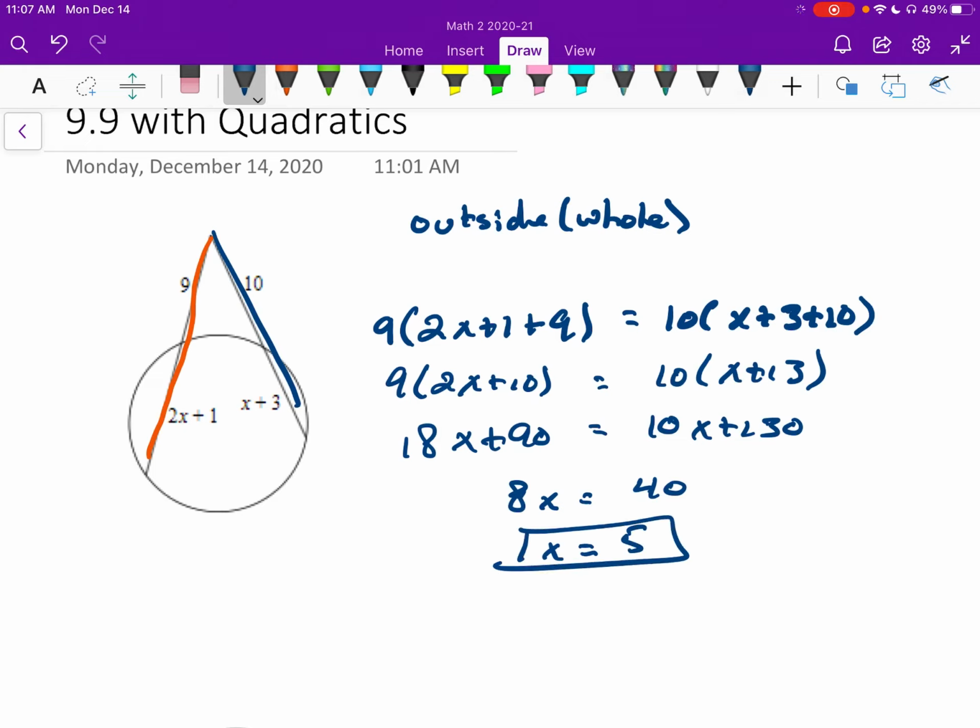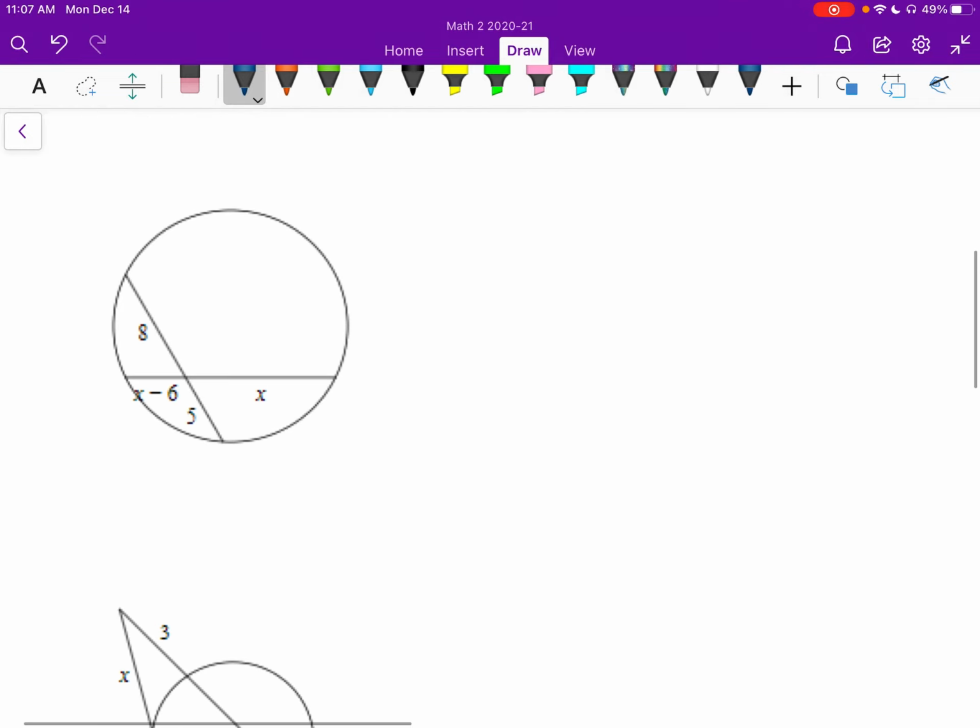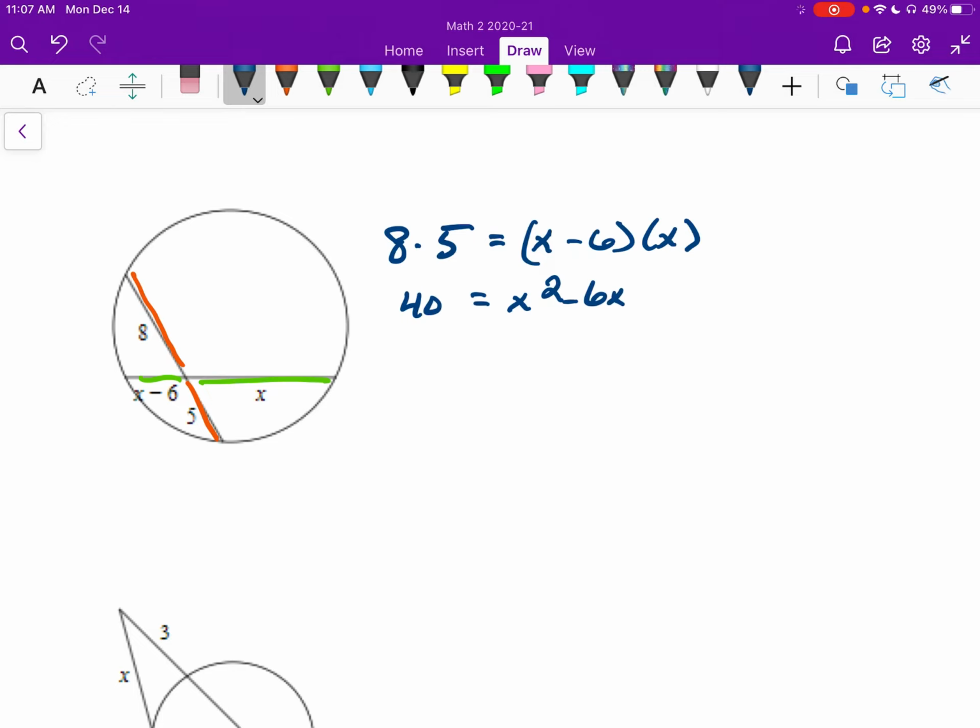All right, so that one's not a quadratic one. That one's just a warm-up. Next up, this one should be a quadratic. So we do the 2 segments times the 2 segments. Starting off, I'm going to have 8 times 5 equals, and then x minus 6 times x. So 40 equals x squared minus 6x. The way that I like to solve these is put them all equal to 0. So I'm going to have 0 equals x squared minus 6x minus 40.